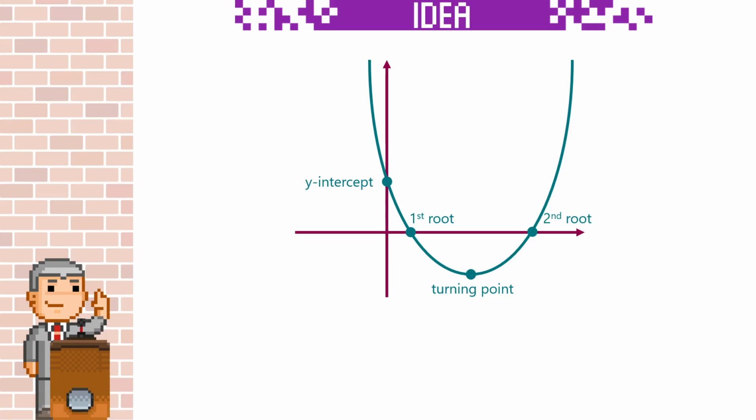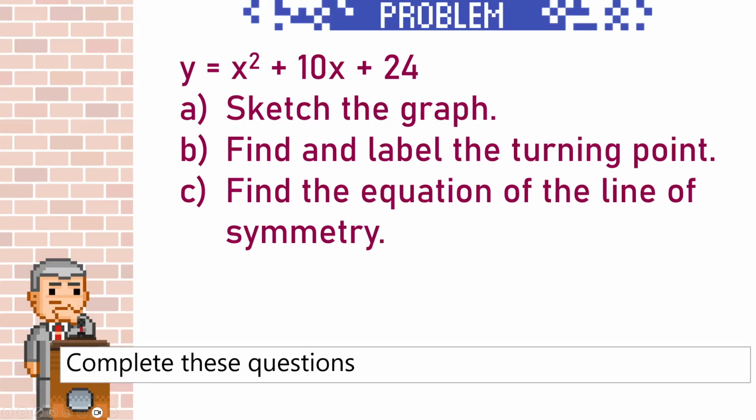Finally, you will normally be asked to label the turning point. For positive quadratics like this one, it will be a minimum point. For negative quadratic graphs, it will be a maximum point. We find its value by completing the square. Let's go through these questions.